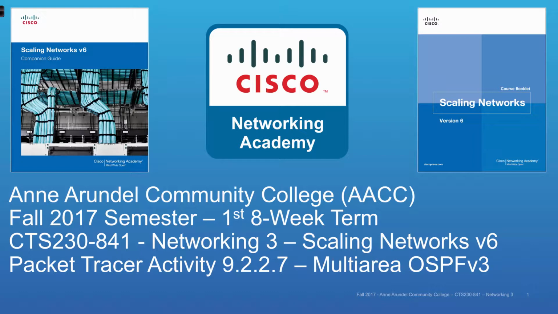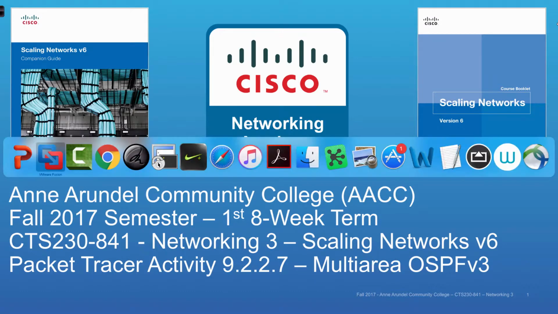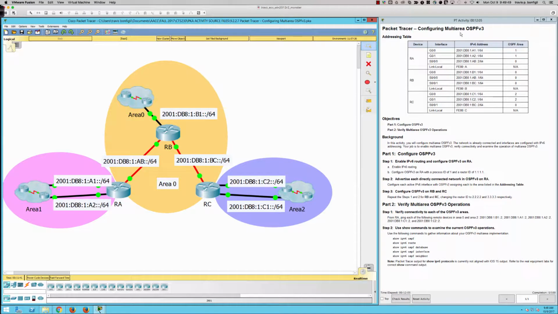This is the Networking 3 or the Scaling Networks V6 course, and this morning's Packet Tracer tutorial and solution set is going to be on Packet Tracer Activity 9.2.2.7, which is going to look very familiar and just like Activity 9.2.2.6, except here we're going to be working with Multiarea OSPFv3. In other words, OSPF for IPv6. So let's go ahead and dive into the activity.